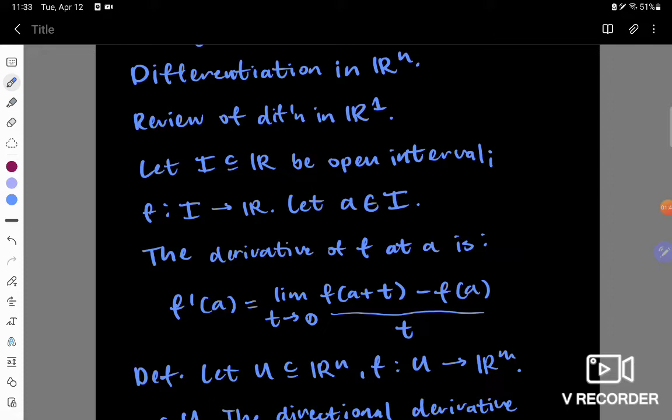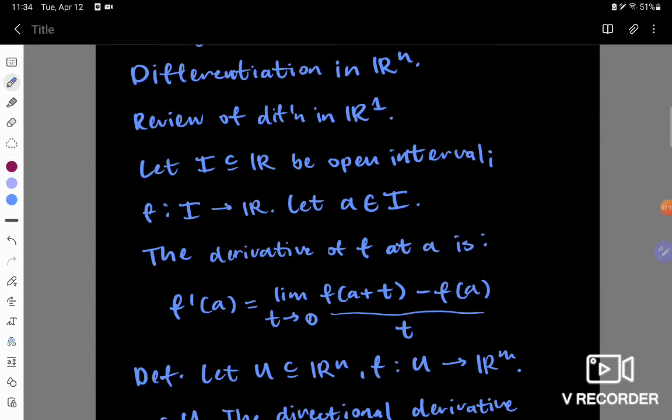So to do this first, we're going to take a very quick review of differentiation in R^1, that is maps from R^1 to R^1, just the lowest dimension for both domain and codomain, which is what we study typically in calculus or analysis 1, where we take I in R to be some open interval on the real line, and you define this function that you want to differentiate from I to R. We take some point a in our open interval, and we define the derivative of f at this point.